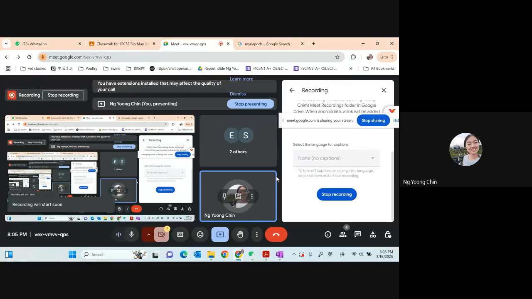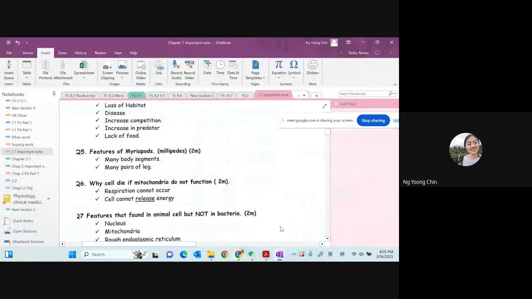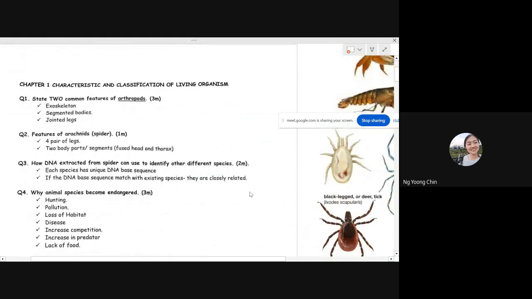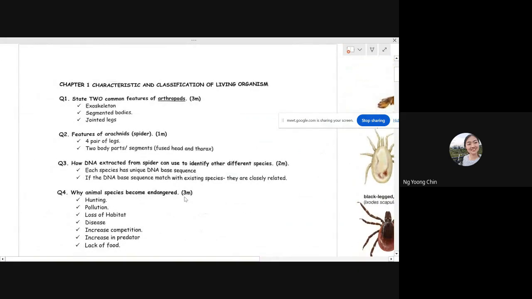This is referred to paper 4. Later we'll try to attempt some questions related to paper 4. This is an example of the question that they will be asking in paper 4. You can see my screen, right, Ethan and Suyang?